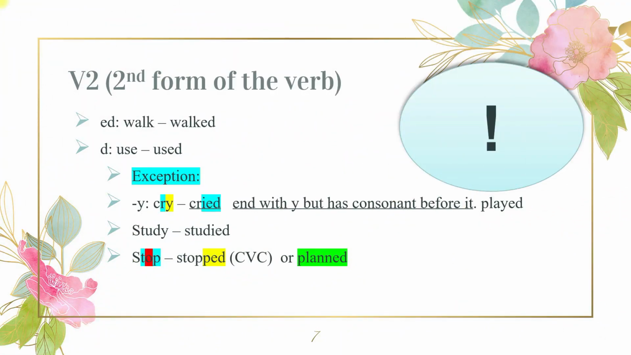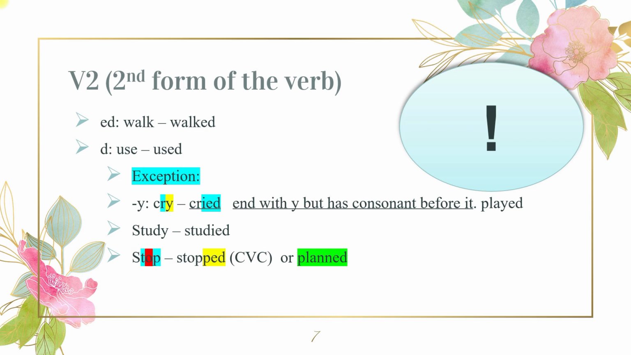Now we will come to the next part, which is the V2, or verb two, or second form of the verb. As you got, the structure is subject plus verb two, or past form of the verb, or second form of the verb, plus complement. For words like walk, which ends with a consonant, we simply add ed to get the second form of the verb. For verbs which end with E, we simply add D to get the second form of the verb.